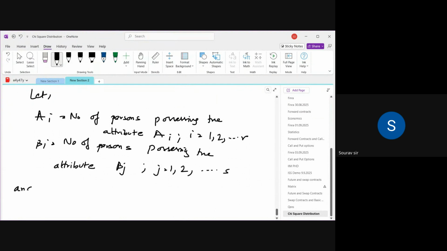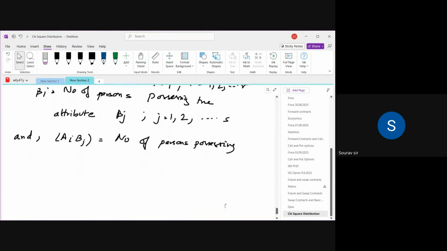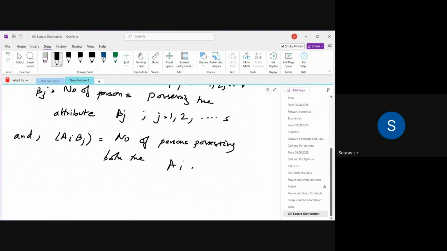Okay. And AiBj will be the number of persons who are possessing both the attributes together, the attributes I mentioned, Ai and Bj, and that is also together. Okay. So these frequencies are arranged in the following R into S contingency table. How does the table look?